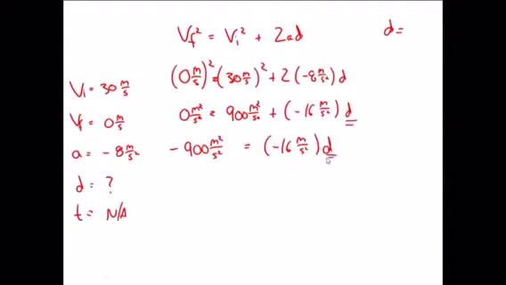Next, I still have to go a little further. Let's isolate displacement by dividing out by -16. And when I divide out by -16, I have -900 divided by -16 meters per second squared is going to be equal to what I'm looking for before, isolating my displacement.